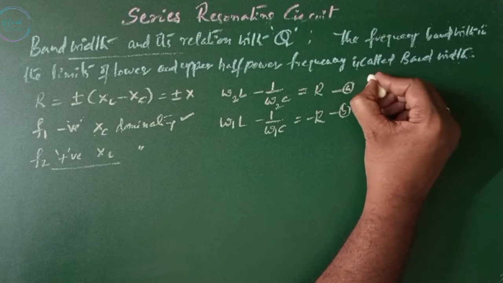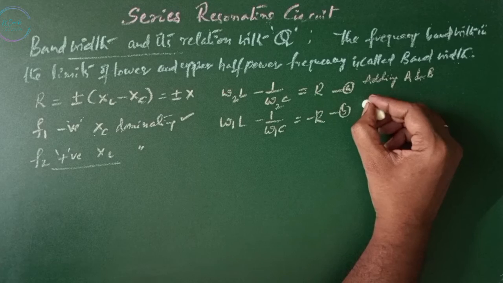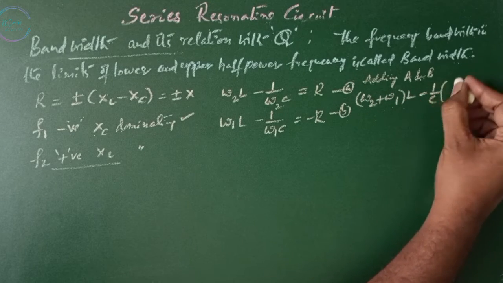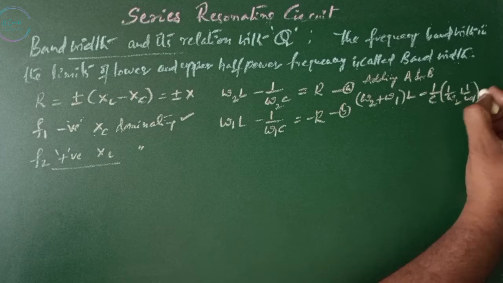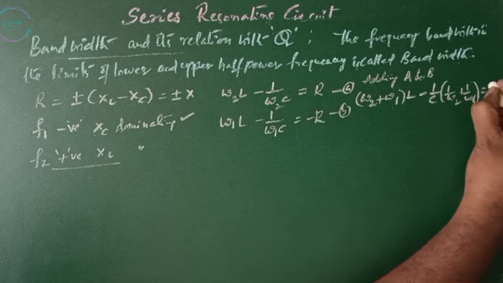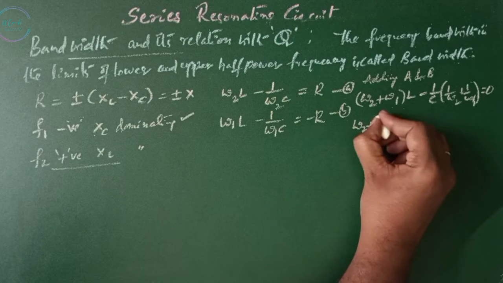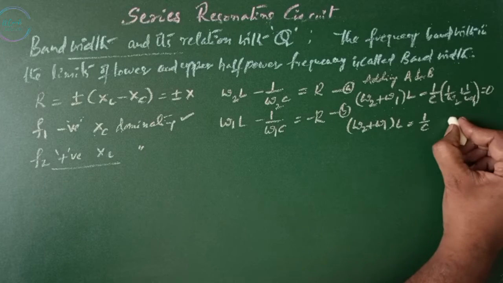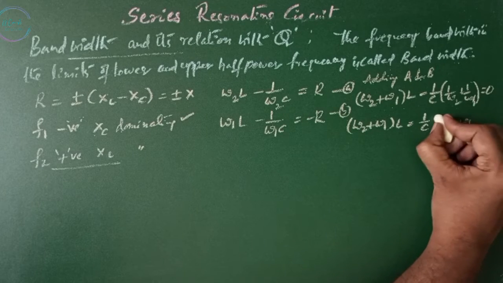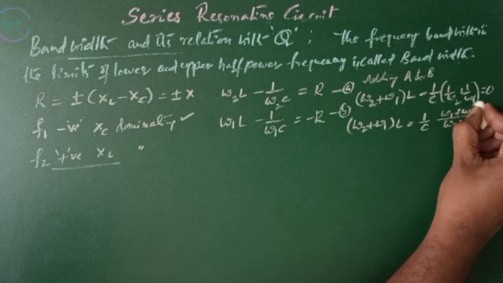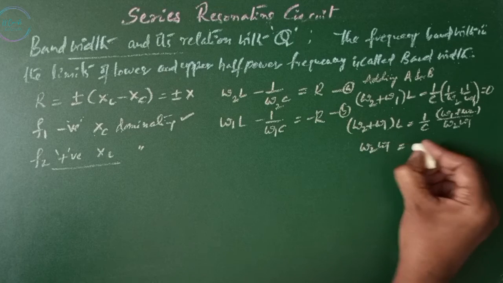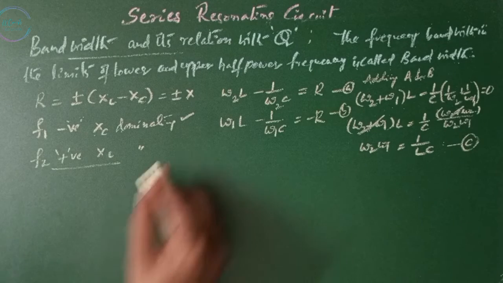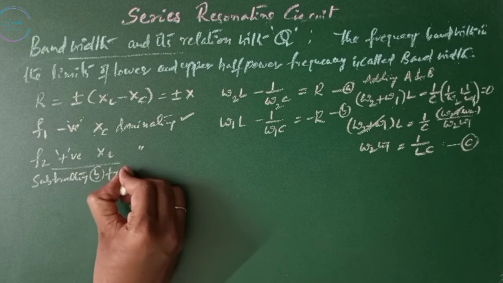Now adding equations A and B, we get (omega 2 plus omega 1) of L minus 1 by C of (1 by omega 2 plus 1 by omega 1) equals 0. (Omega 2 plus omega 1) of L equals 1 by C of the LCM, which is omega 2 omega 1, so omega 1 plus omega 2. Omega 2 omega 1 equals 1 by LC. Now, subtracting B from A.